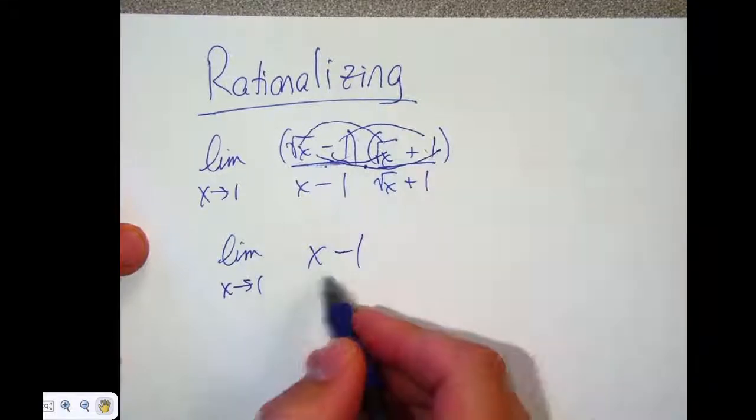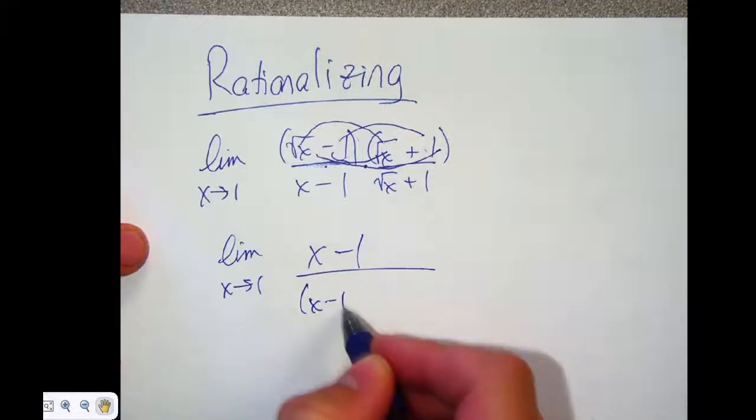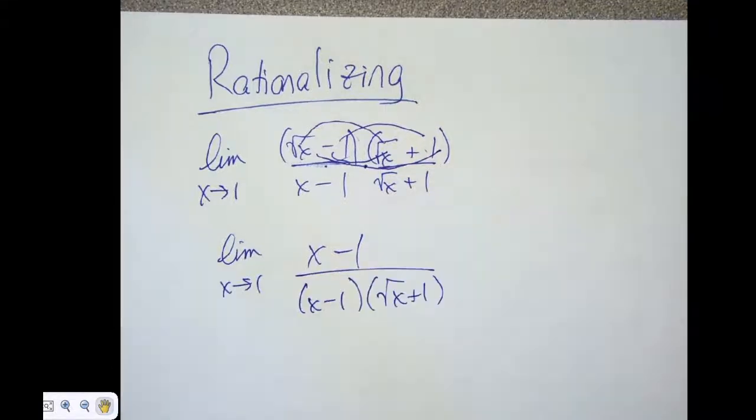Negative 1. On the bottom, I'm not going to foil. I'm just going to leave it like that, because what you'll see is almost every time that things will just start canceling at this point. And now, I didn't get rid of the square roots, there's still one there, but it's in a much better spot and I can work with it now.